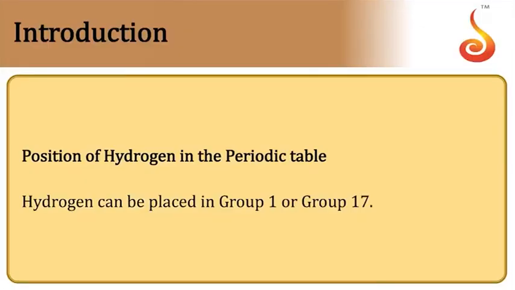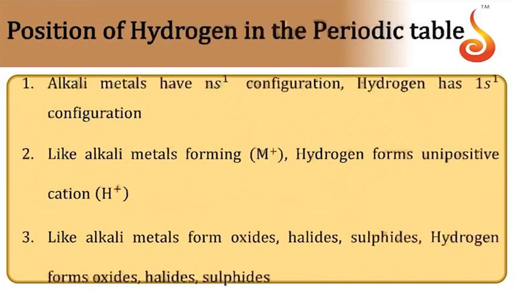Let us see where hydrogen can be placed in the periodic table, that is, the position of hydrogen in the periodic table. Hydrogen can be placed in group 1 or group 17. This we need to discuss now. Now, alkali metals have ns1 configuration. Hydrogen has 1s1 configuration. Both have similar configurations now.